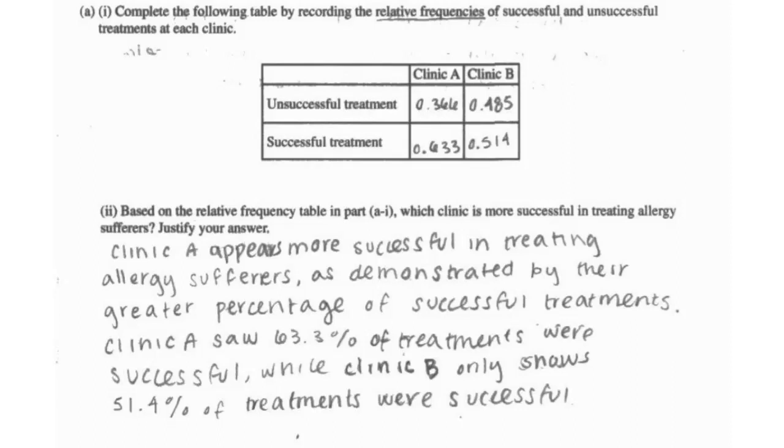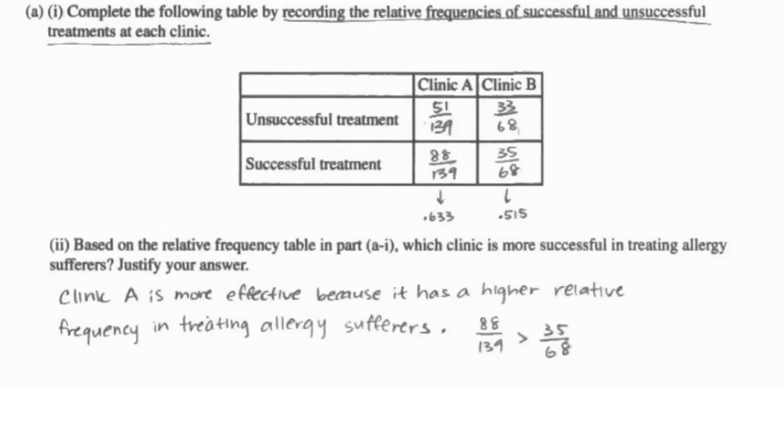Student 2. Clinic A is more effective because it has a higher relative frequency in treating allergy sufferers. 88 over 139 is greater than 35 over 68. What do you think? They had the relative frequency fraction set up correctly. You did not have to have it in decimal form. It makes the comparison easier, but you did not have to have it in decimal form in order to get part I correct. So this is an E.